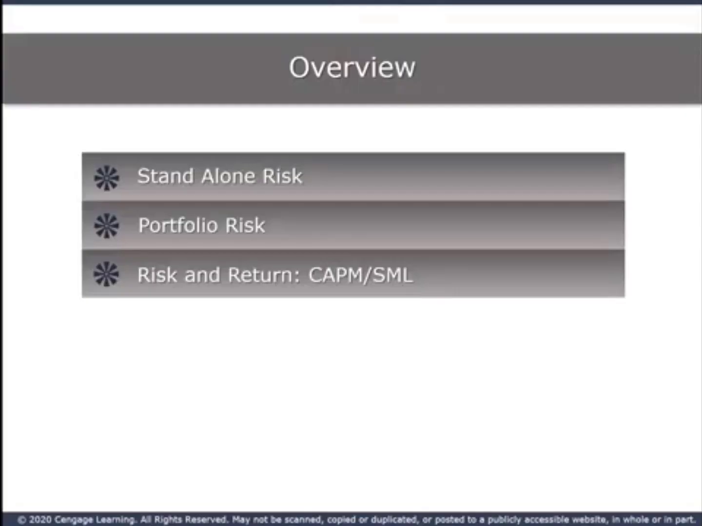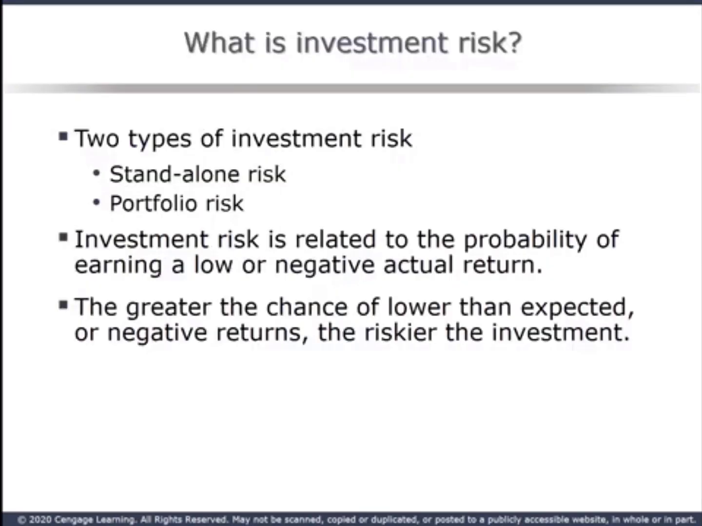In the first part of Chapter 8, we'll cover the concepts of risk and return and how they're measured for individual assets on a standalone basis. Investment risk has two dimensions: standalone risk, the risk of holding an asset in isolation, and portfolio risk, the risk of holding an asset as part of an investment portfolio. When we talk about investment risk, we're concerned with the probability that the return on an investment will be less than what is expected. More is great, less is not.